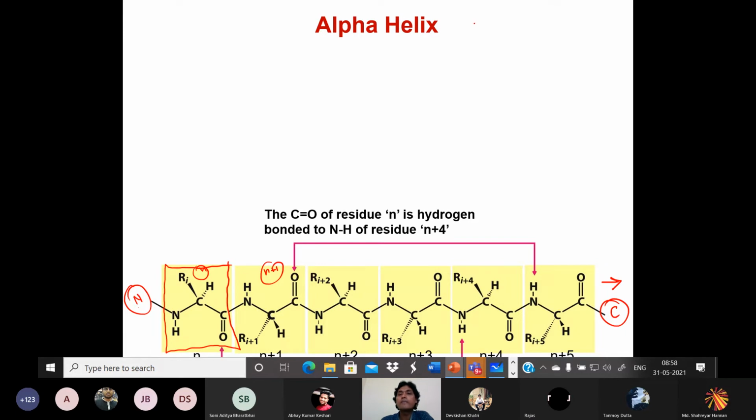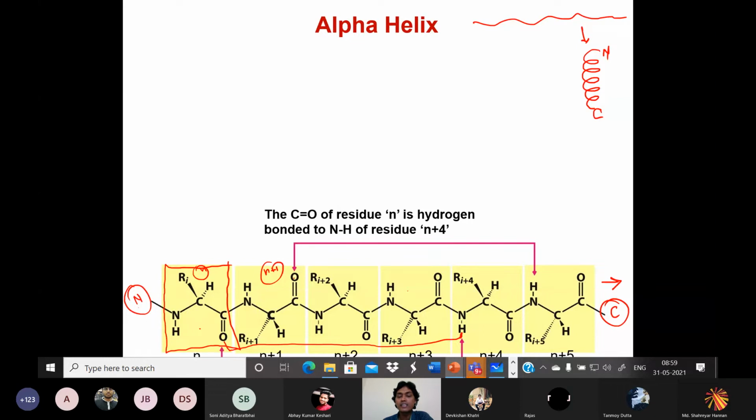That means you have one polypeptide like this, but in order to form the alpha helix, a specific order of hydrogen bonds should be there. That I am trying to explain to you. The specific order is that the hydrogen bond is between the oxygen at the N position and the N plus 4. So this is N, then N plus 1, N plus 2, N plus 3, N plus 4. As a result, it will form a hydrogen bond with this hydrogen, this O and H here.